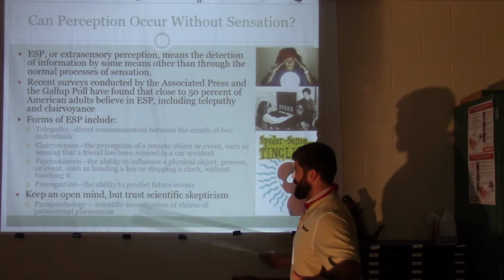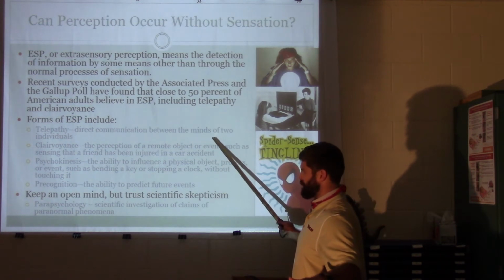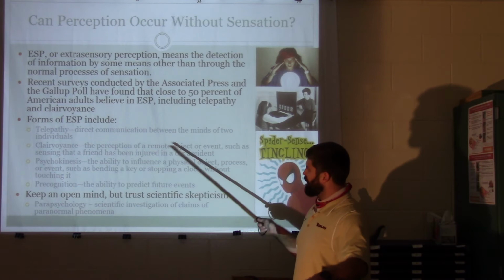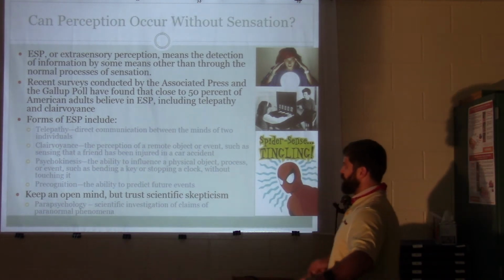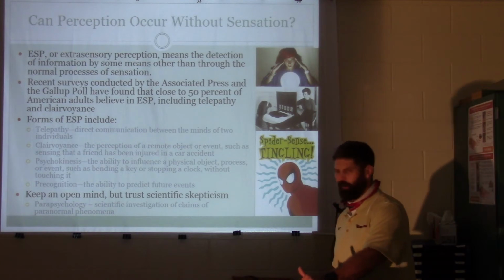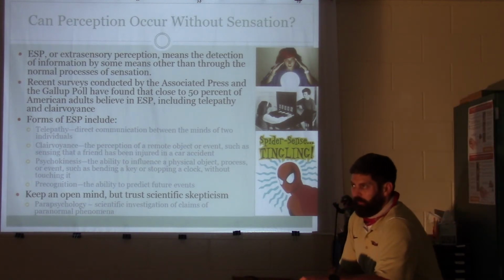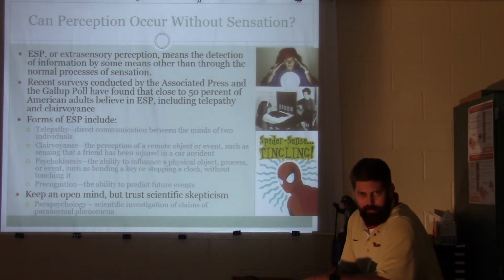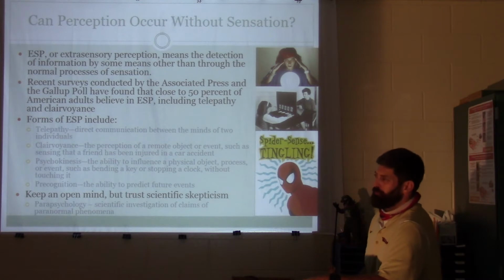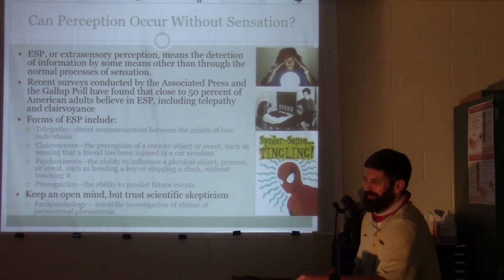What is telepathy? Direct communication between the minds of two individuals. Haven't seen that happen yet. Clairvoyance, the perception of a remote object or event, such as sensing that a friend has been injured in a car accident. Your mom probably has a story about this, like, I felt this happen, I woke up and I had a missed call from Susan, our aunt, and she said this happened and Greg got in a car accident in California.